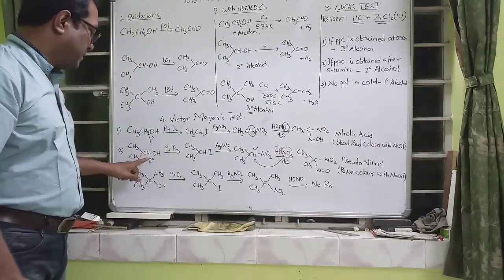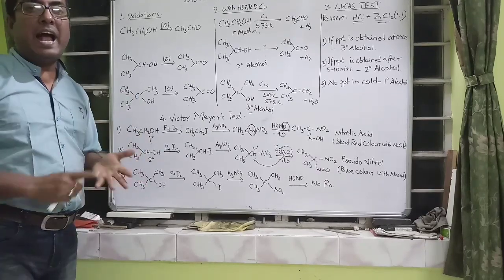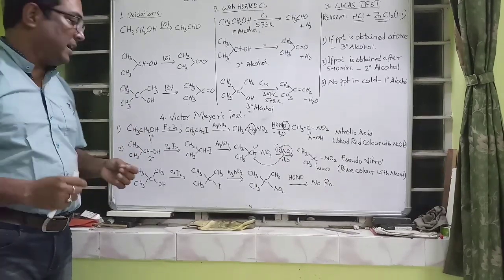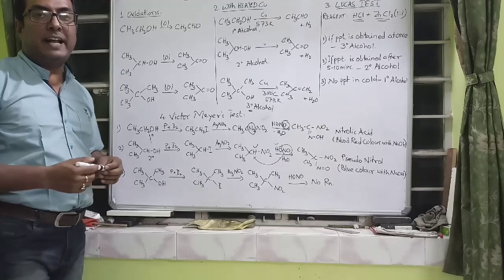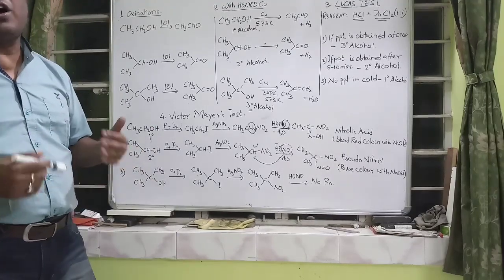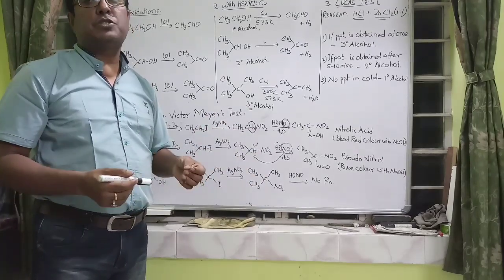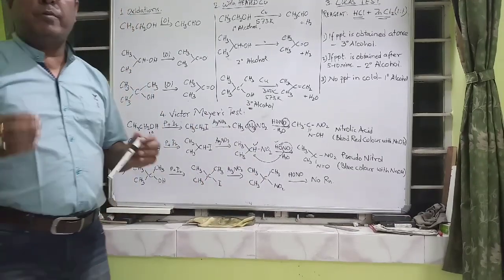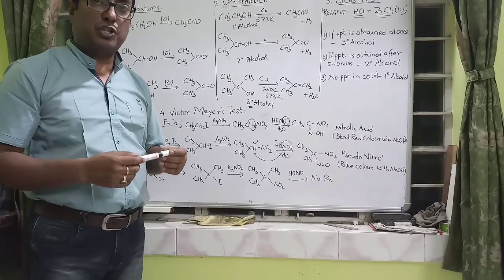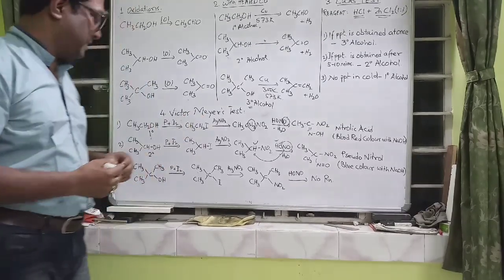So student, I repeat once more, for the secondary alcohol, you add red phosphorus and iodine, a bit of heat, and followed by silver nitrite and HNO2 or nitrous acid, you are going to get pseudonitrole, which can be recognized by the presence of the blue color when you add any kind of strong alkali with it.